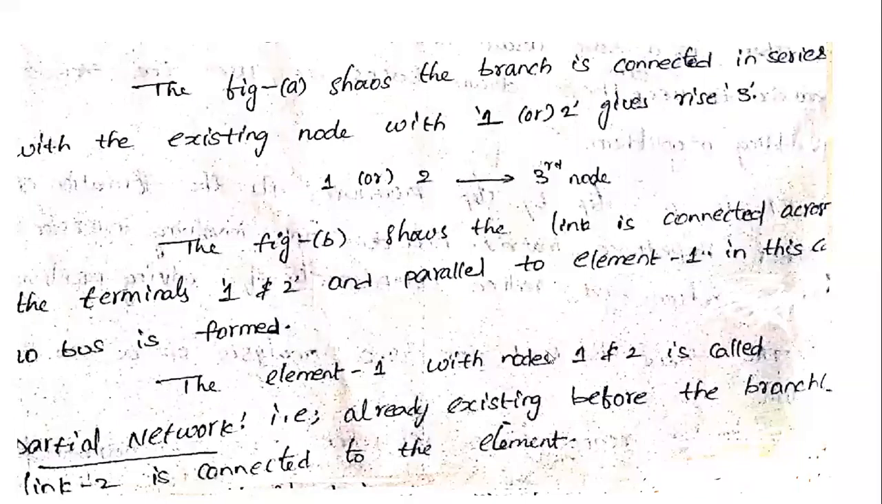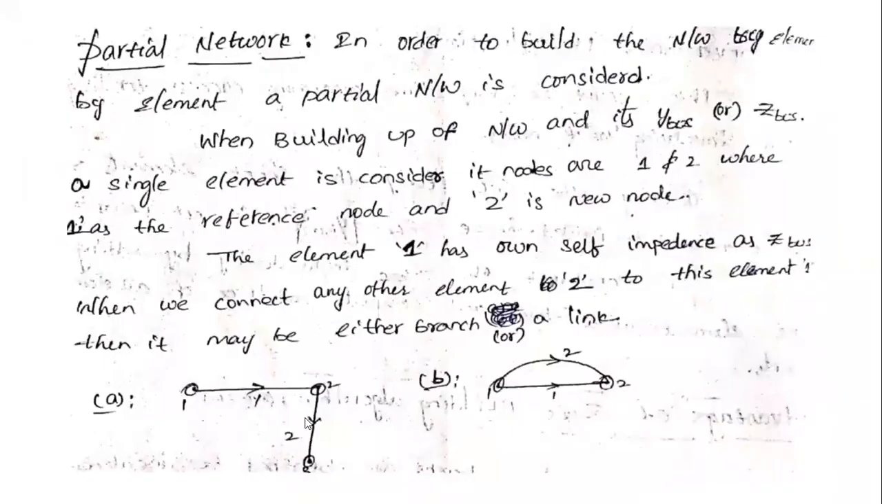The element 1 with nodes 1 and 2 is called the partial network, before the link is connected to that element. This is one partial network and this is another partial network. In that, the elements are 1 and 2, where element 1 is considered the branch and element 2 is considered the link.